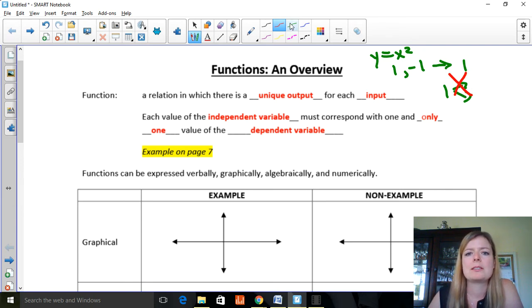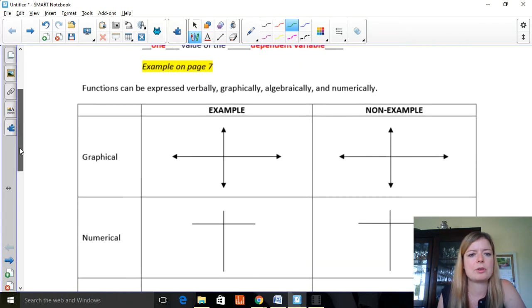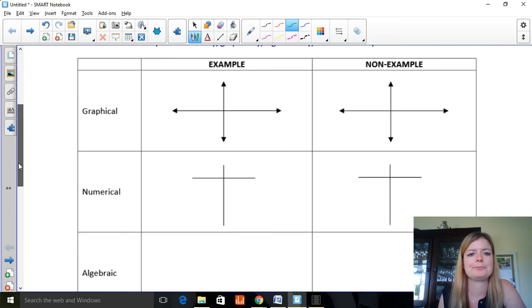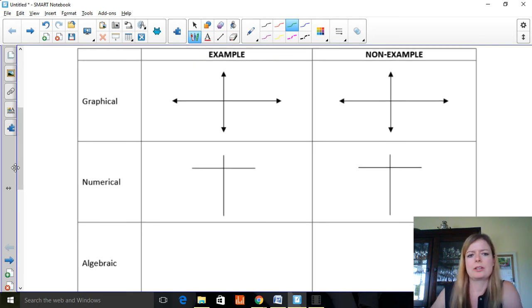Okay, so hopefully that brings back some memories for you. There is an example on page 7 of your textbook, so you should look at that either now or in class if you don't have your textbook with you. So now we can get to the examples.